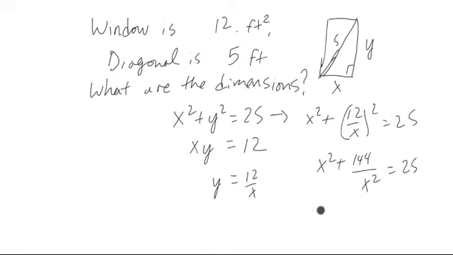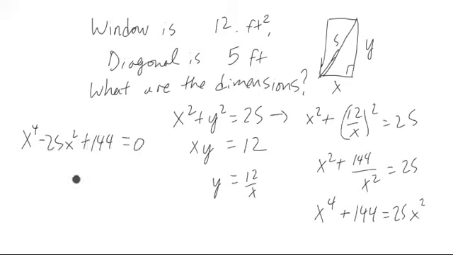Multiply the whole equation by x squared, because I don't like the fractions down there. Keep in mind, we're adding in the possibility that x can be 0 now, but x equaling 0 isn't something we're after anyway. So it's fine to multiply both sides by x squared. So x to the fourth plus 144 is equal to 25x squared. So then we have an equation. I'll write it all on one side: x to the fourth minus 25x squared plus 144 is equal to 0.